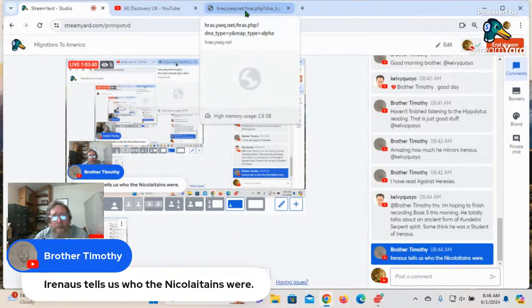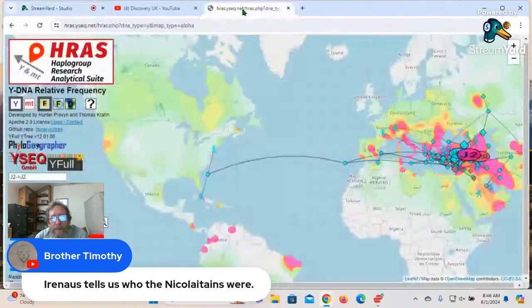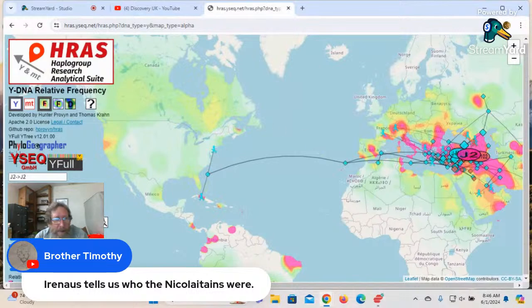We went through some mitochondrial DNA. We went through Y chromosome DNA of the early crossings over into America. This one here being Judaic, and it's 10,900 years old in America.